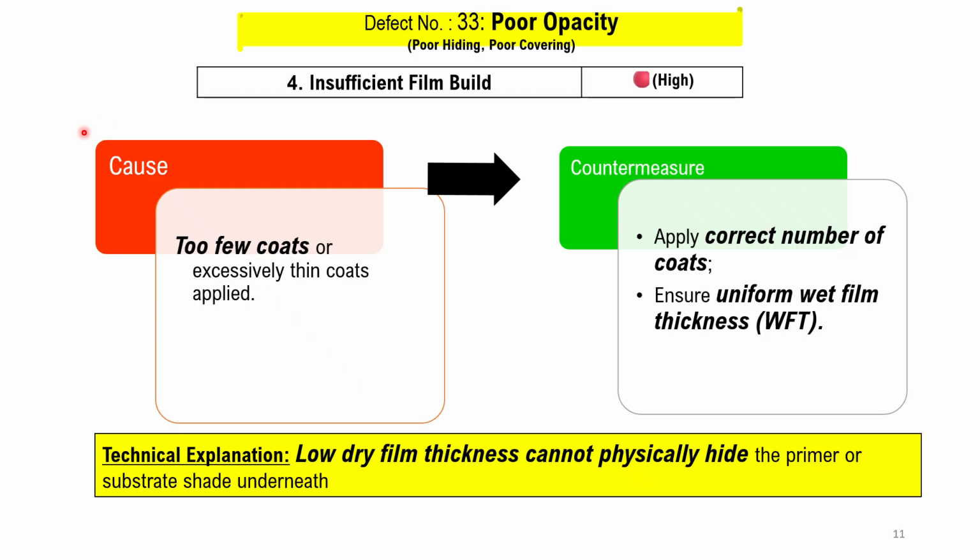Fourth cause, insufficient film build. Too few coats or excessively thin coats applied. In this case, low dry film thickness cannot physically hide the primer or substrate shade underneath. Therefore, apply correct number of coats. Ensure uniform wet film thickness.